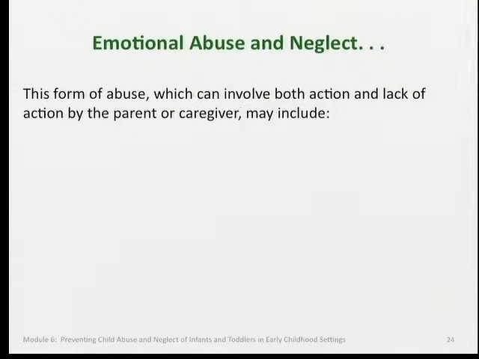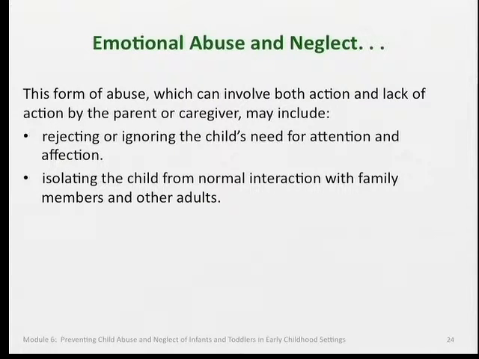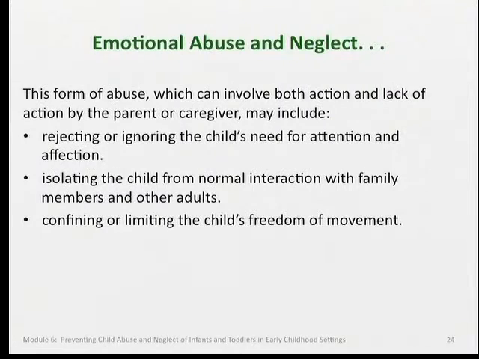Emotional abuse and neglect may involve both action and lack of action by the parent or caregiver. For example, a parent or caregiver may reject or ignore a child's need for attention and affection, such as letting infants or toddlers cry without attempting to soothe them. The child may be isolated from normal interaction with family members and other adults, or confined with limited freedom of movement. Examples might include leaving an awake infant in a crib or confining a toddler to a bedroom for long periods. Infants and toddlers need regular interaction and nurturing throughout the day.